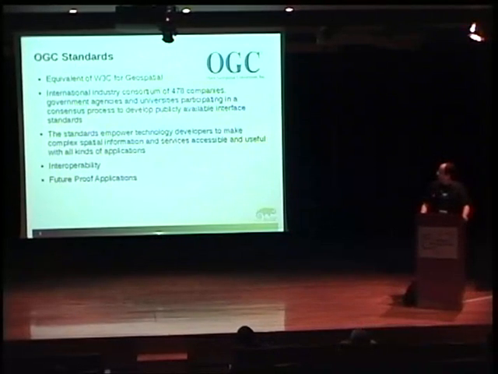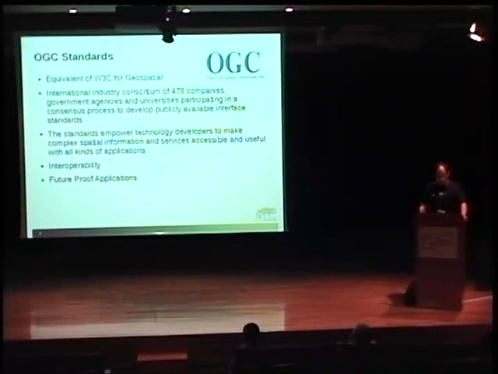Now, another organization that I want to introduce is the OGC. OGC stands for Open Geospatial Consortium, which is the equivalent of W3C for geospatial. So it's an organization that includes 478 companies, government agencies, and universities, all participating and trying to make standards. And standards are very important in geospatial work too, especially when we have different types of data that need to be presented in the same map and in an interoperable way.